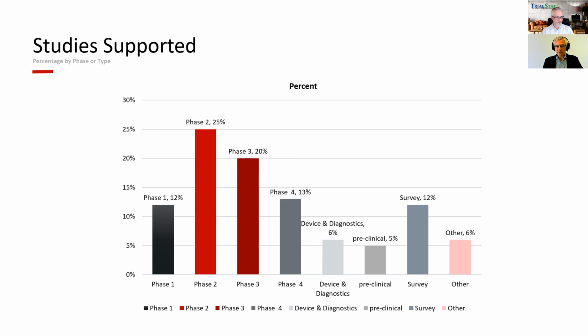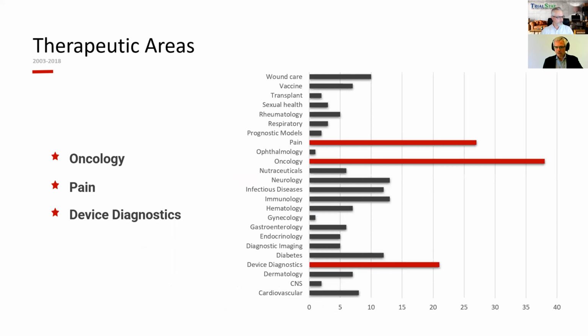We're getting more phase 4, especially in Canada with our large pharma clients, but we also support device, diagnostic, preclinical, some surveys, and then there's a smattering of things that don't fit into any of those categories, including one project where we were asked to forecast stock prices.